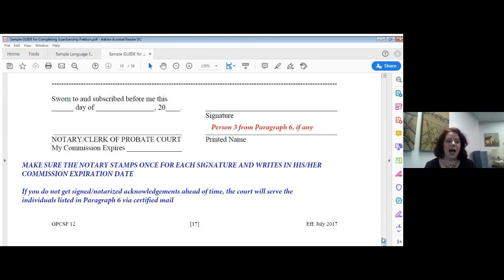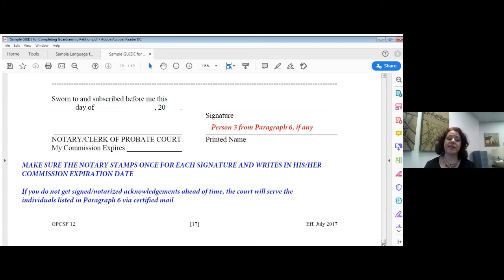Important thing here is make sure the notary stamps once for each signature. So if they go to the same notary, the notary needs to stamp twice, one for Aunt Betty, one for Uncle Bob, and also write in the date of his or her commission expiration. Write that in there, and hopefully they would do that because the line is there to remind them, but also the court definitely looks for that.